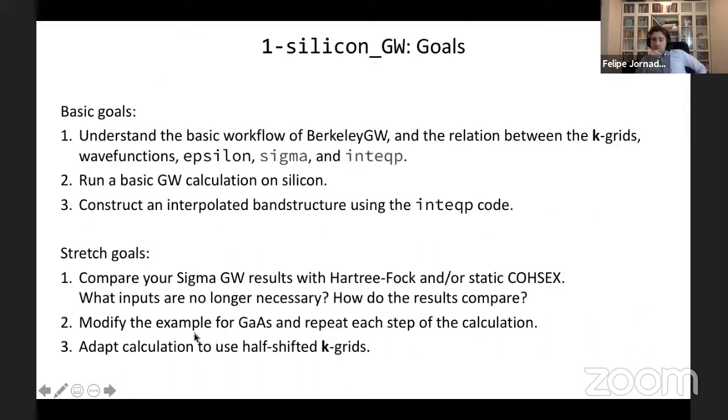So what are the goals for the workshop? The basic goal is to understand the relationship between the K-grid and Q-grid, and how the wave function flows between the different codes: epsilon, sigma, and ETQP. Then you should be able to run this GW calculation for silicon and compute a band structure at the end of the day. If you have time, there are some stretch goals. One of them is to recompute this calculation with Hartree-Fock or static COHSEX, compare the results and see if they are physically meaningful. Modify the example for another system such as gallium arsenide, and if you have time, redo the calculation with other half-shifted grids.